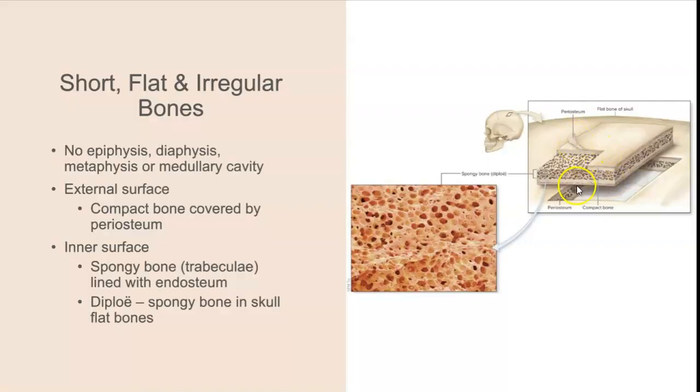Now, if you look at the image here, you can see 2 layers, outermost and innermost, made of compact bone covered by a periosteum. Now, the inner surface of spongy bone is made up of structures called trabeculae. Trabeculae means little bridge. So these are just little bony bridges from one place to another, leaving all the spaces within that are filled with bone marrow. The spongy bone of the skull is called diploe. That word simply means double.